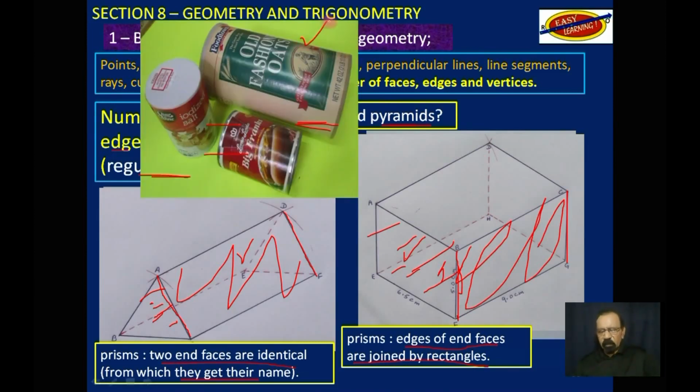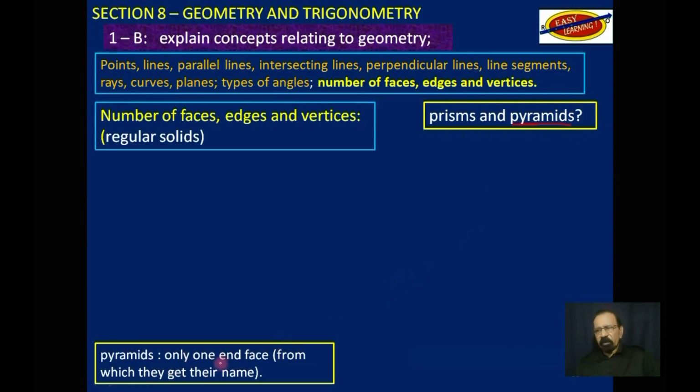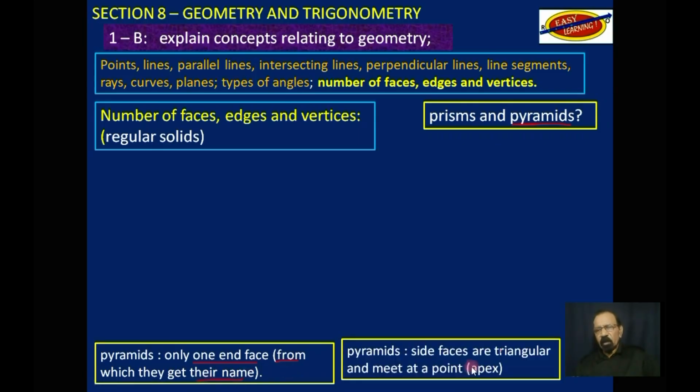Now, a cylinder is considered a special type of prism. They have two end faces that are identical, and they are joined by a rectangular, though curved, side face. So what are pyramids? Pyramids have only one end face from which they get their name. And the side faces are all triangular, and they slant to meet a point at the top called the apex. Triangular side faces slant to meet a point.